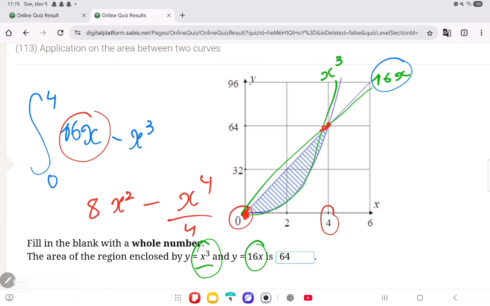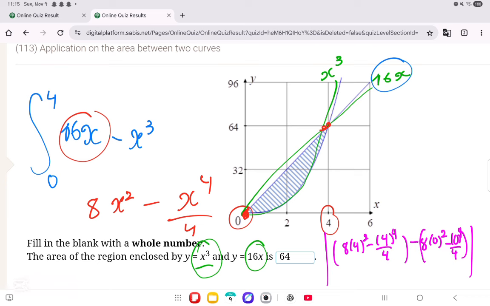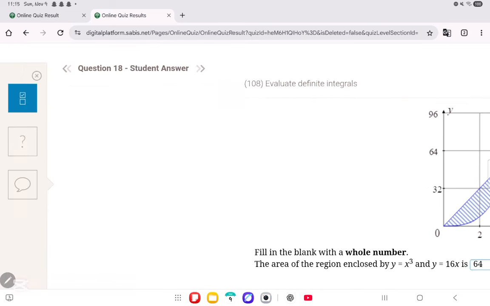Okay, now what do we do? We put an absolute value because the area is always positive. One time we put 8 times 4 squared minus 4 to the power of 4 over 4, minus 8 times 0 squared minus 0 to the power of 4 over 4. So let us try 8 times 4 squared minus 4 to the power of 4 over 4, and I will get my answer to be what? To be 64. We move on to question number 18.